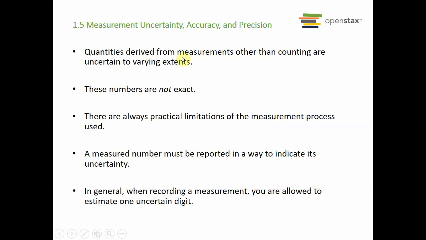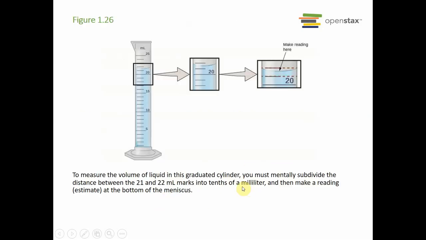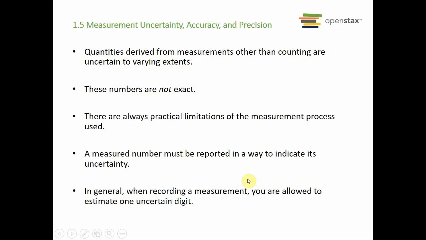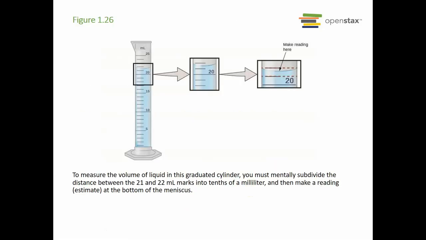Quantities derived from measurements other than counting are uncertain to varying extents. These numbers are not exact. There are always practical limitations of the measurement process used. A measured number must be reported in a way to indicate its uncertainty. In general, when recording a measurement, you are allowed to estimate 1 uncertain digit.